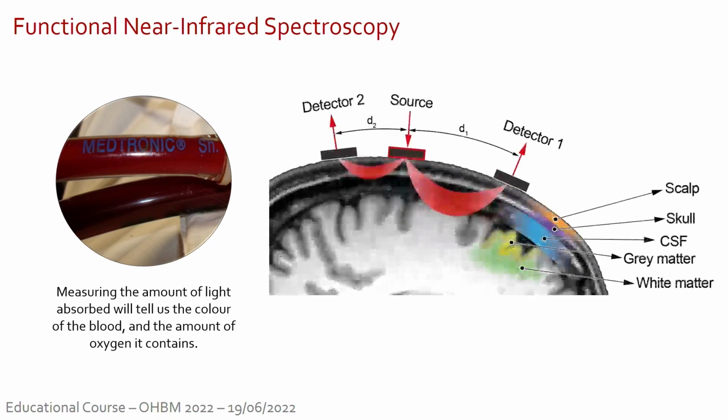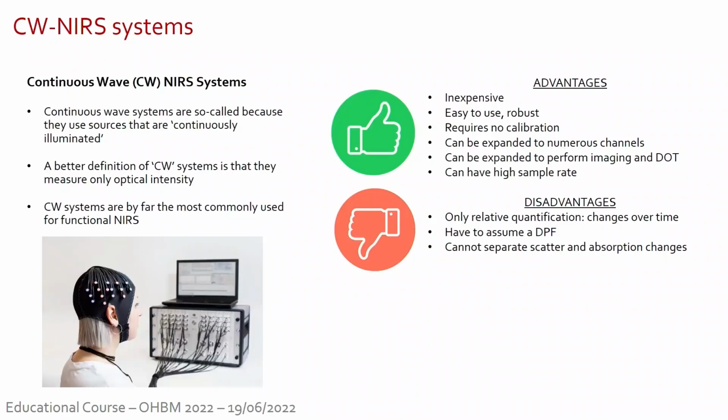This is another image to recap that. We have our sources of light and detectors placed on the head. The light goes through the skull, CSF, and gray matter, and this is the bit where we're measuring from. In terms of terminology, the bit of the cortex in between the source and detector where we are measuring from is called a channel, similarly to the EEG field.